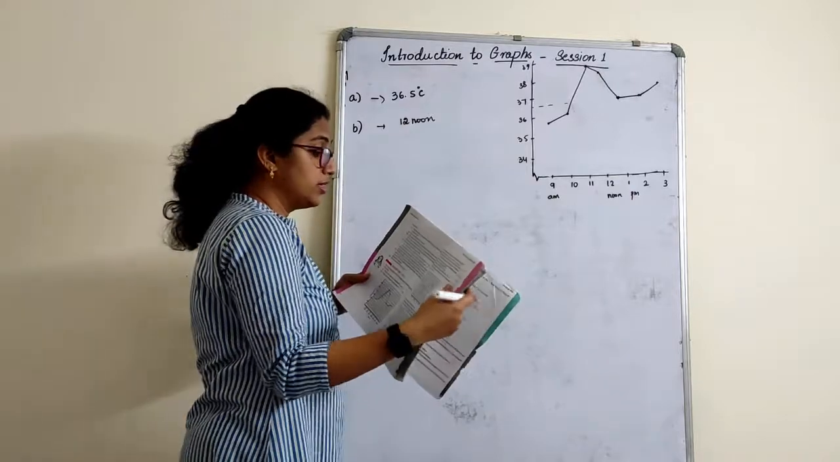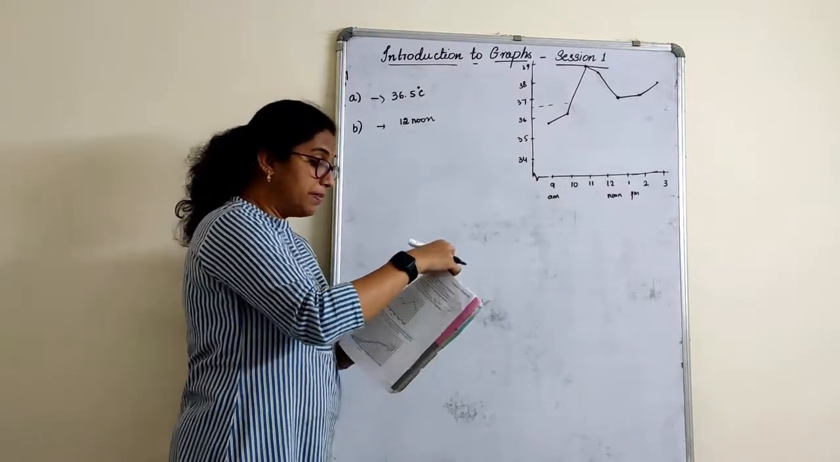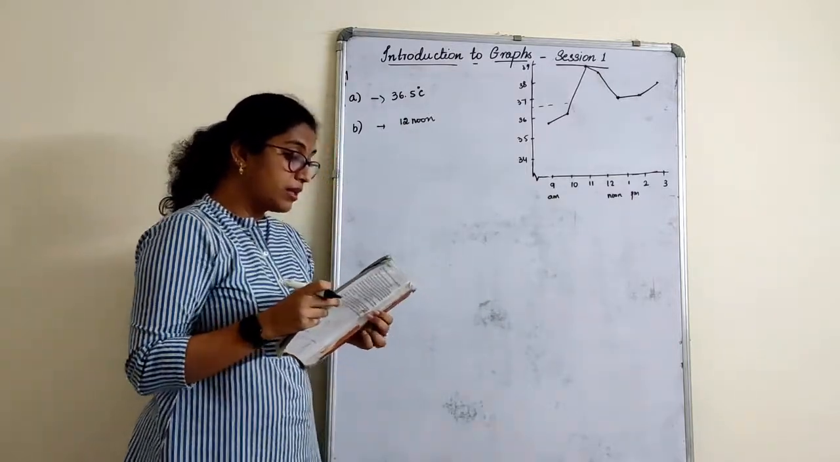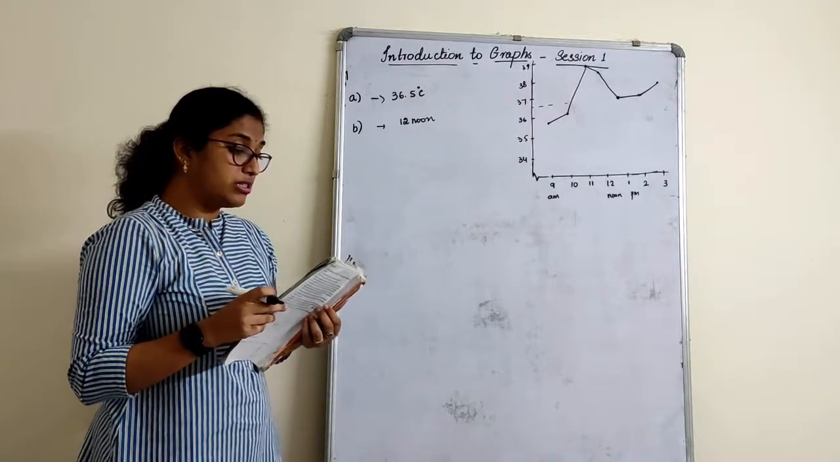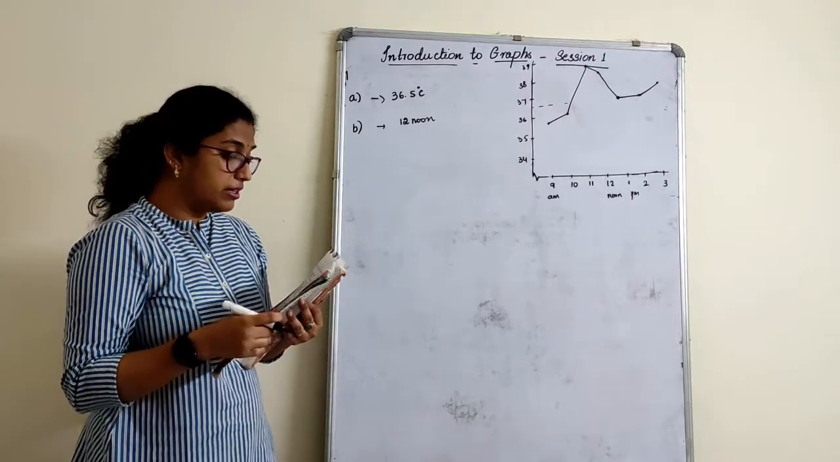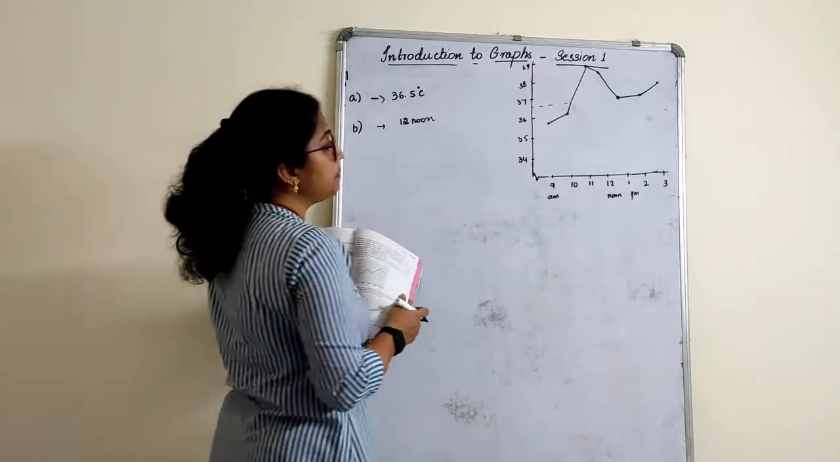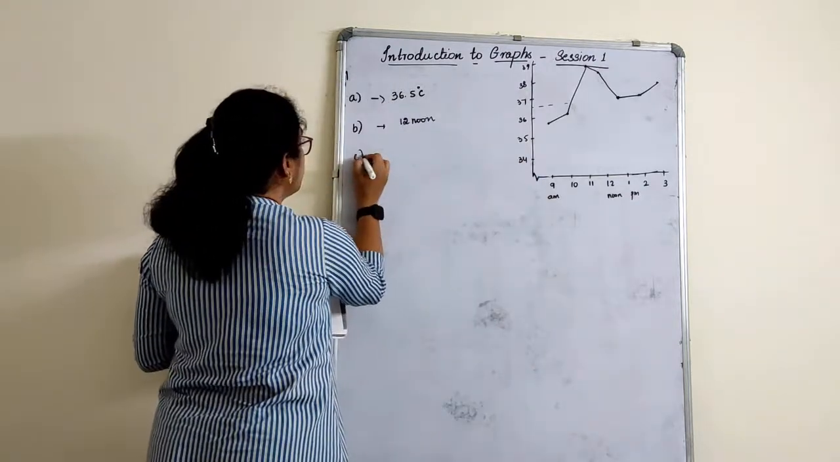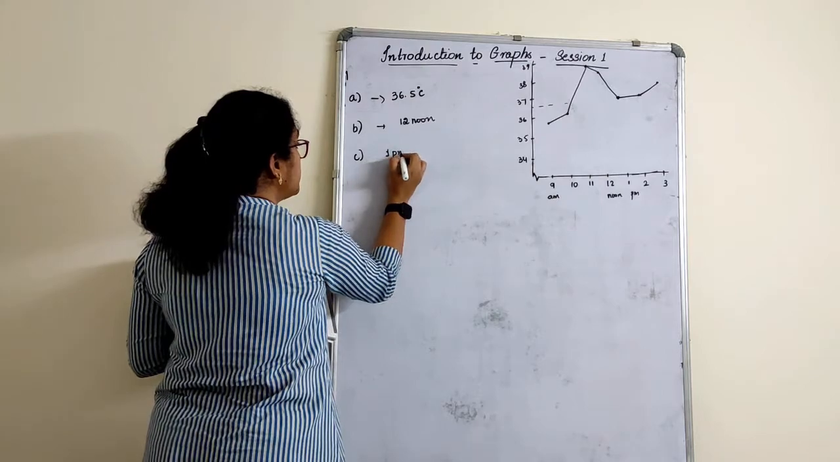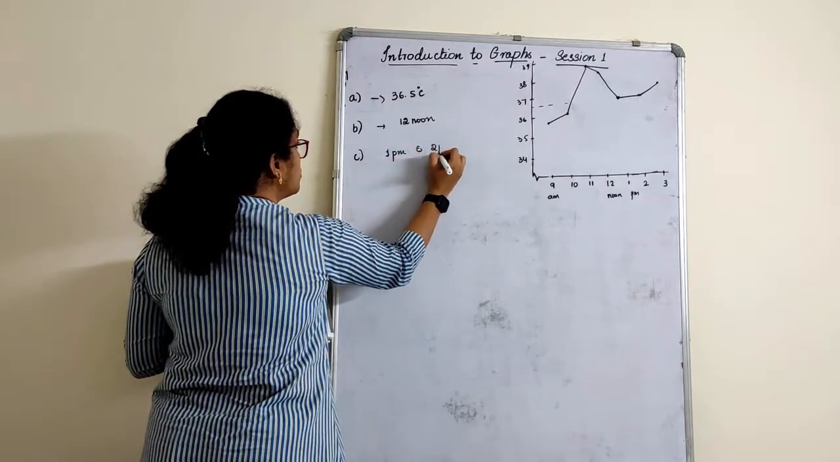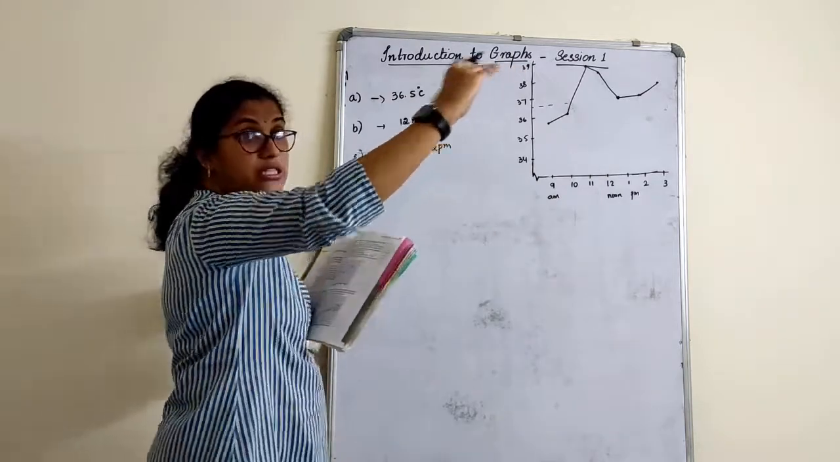Next, C part. The patient's temperature was the same 2 times a day during a given period. What were these 2 times? At what time was the patient's temperature the same? It was the same at 1 p.m. and 2 p.m.